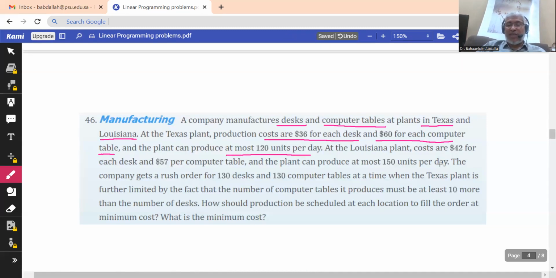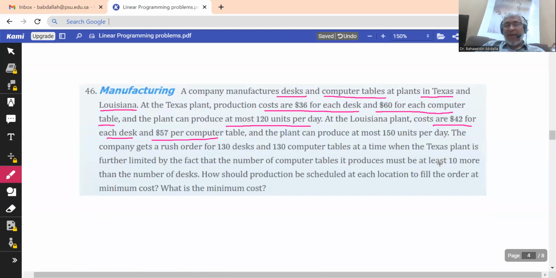So units, he did not say desks or tables, both. The sum of desks and tables shouldn't exceed 120 units. At the Louisiana plant, costs are 42 for each desk and 57 for a computer table, and the plant can produce at most 150 units. So it shouldn't exceed 150 units. The company gets a rush order for 130 desks and 130 computer tables. So now the company gets an order of this. Somebody wants to buy this number of desks.